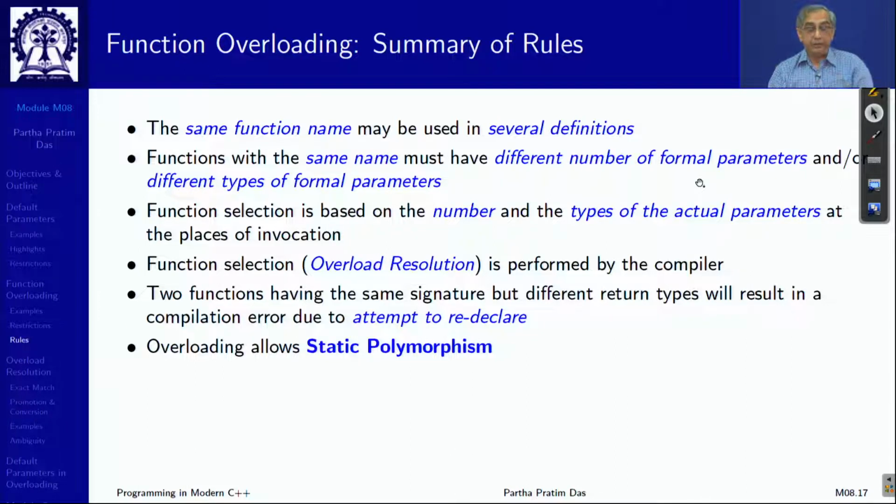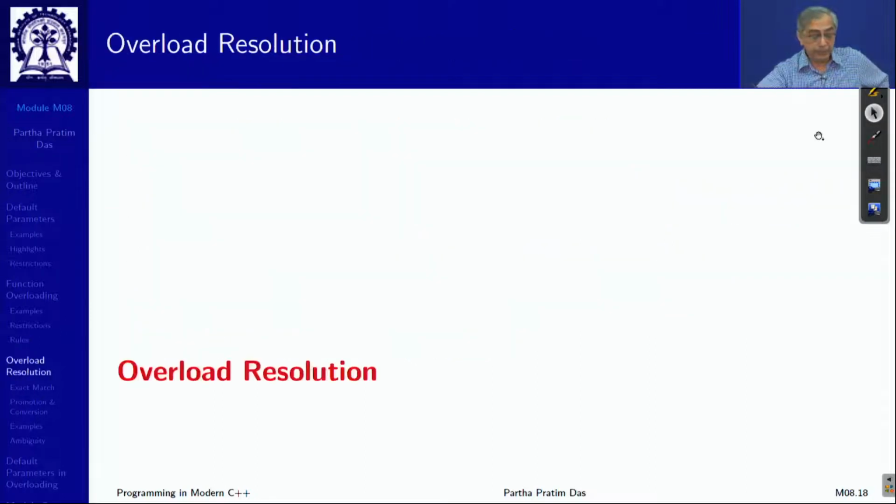So, the summary of the rule: same function name, several definitions, different number of formal parameters, or the same number of formal parameters with different types, and the selection is based on the actual parameters. And if there are multiple such, like I just showed in case of matrix multiplication, there are 5, how are we able to choose the right one for binding from the 5? That process of deciding on the resolution of the actual function that needs to be bound is known as overload resolution.